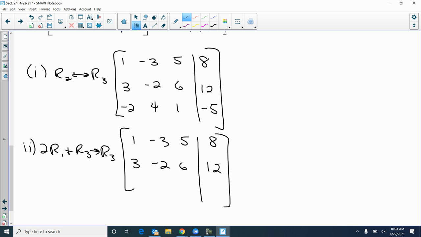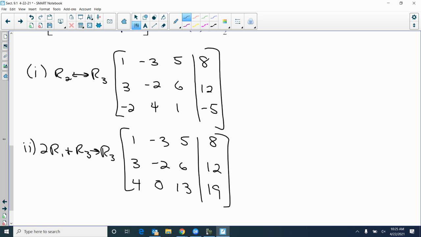All right, now take 2 times row 2, add it to row 3, and you're better off working with the one above, so things don't get complicated. So 2 times 3 is 6. 6 plus -2 would be 4. And then take everything times 2. So 2 times -2 is -4. -4 plus 4 is 0. 2 times 6 is 12. 12 plus 1 is 13. And then 2 times 12 is 24. Plus -5 is 19. I'm lost.